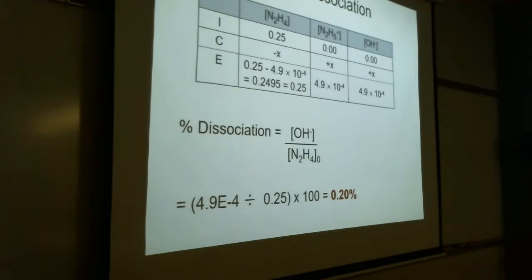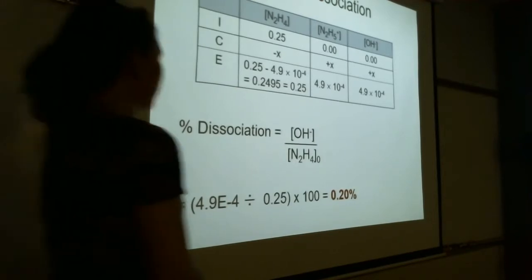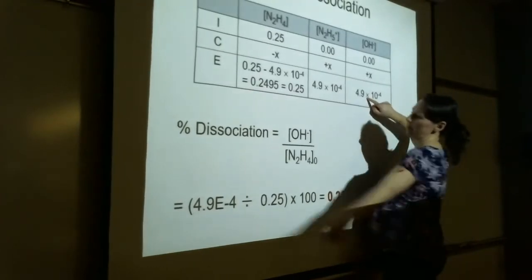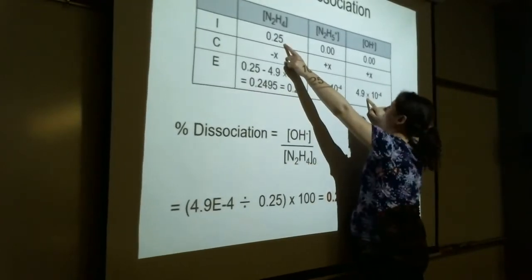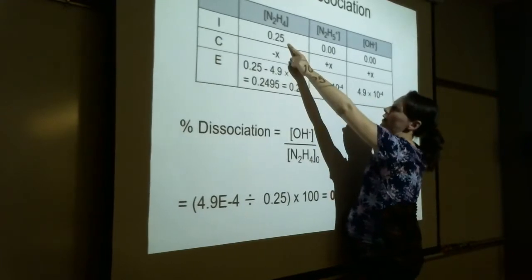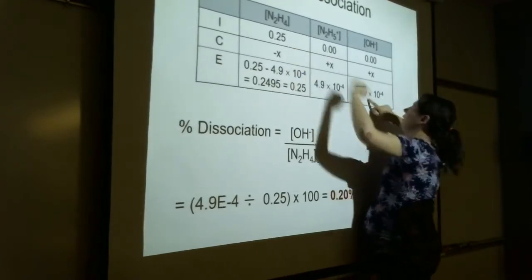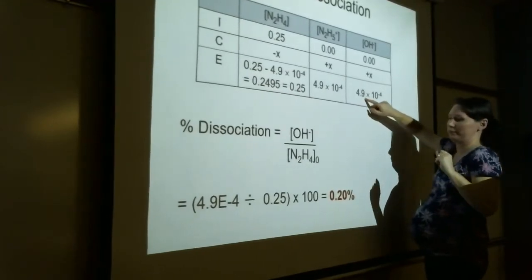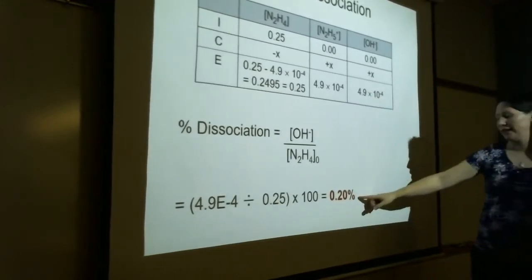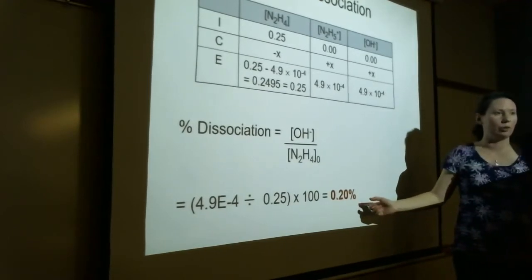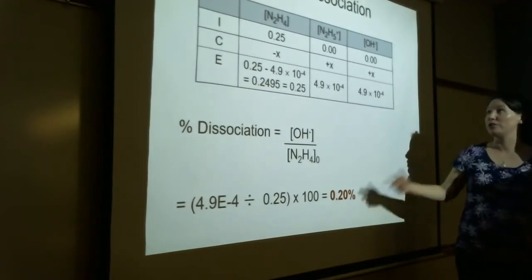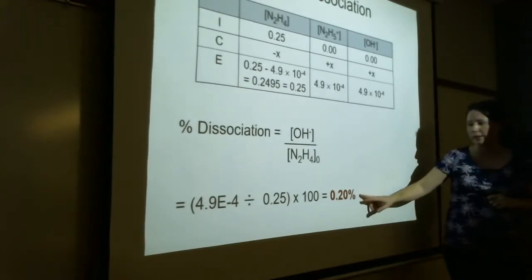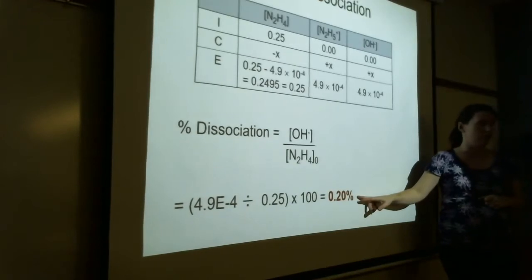And now for the percent dissociation, that's just the amount of this at equilibrium divided by the amount I had initially, right? And so of this 0.25 moles per liter, only this 4.9 times 10 to the negative fourth actually dissociated, right? So 0.2%, is that a reasonable percent dissociation for a weak base? Yeah, especially given what the Kb is, right? That's a really small Kb, so you would expect that to be a pretty small percent dissociation as well.